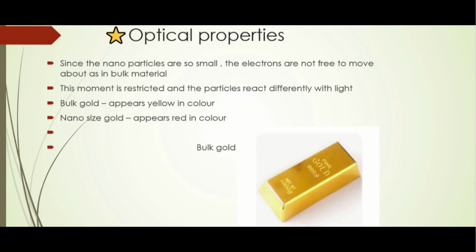To explain the optical properties, since nanoparticles are so small, the electrons are not free to move about as in bulk material. This movement is restricted and the particles react differently with light. Bulk gold appears yellow in color, while nano-size gold appears red in color.